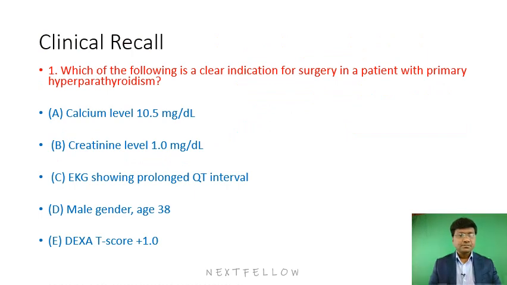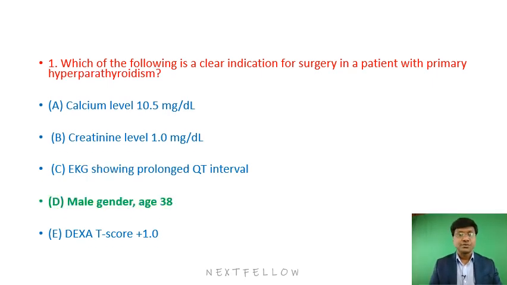Next, a very important clinical recall. Which of the following is a clear indication for surgery in a patient with primary hyperparathyroidism? Calcium level 10.5, creatinine level 1, ECG showing prolonged QT interval, male gender age 38 years, DEXA scan showing T-score of plus 1.0. So the answer is D. Please remember that it's an important question.